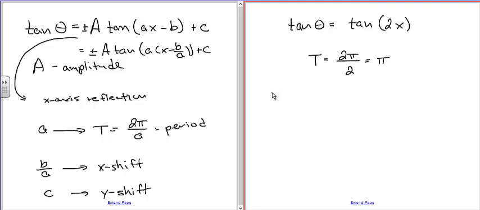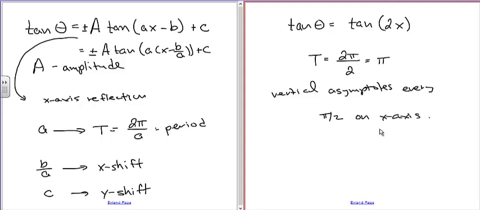What that means is we have vertical asymptotes every pi over 2 on the x-axis. We just need to show 2x or 2 theta. So that's the function f of x equals tangent of 2 theta, or 2x. The tangent of 0 is still going to be 0, so we're going to have an x-intercept at 0. We'll use that location to help generate the curve.